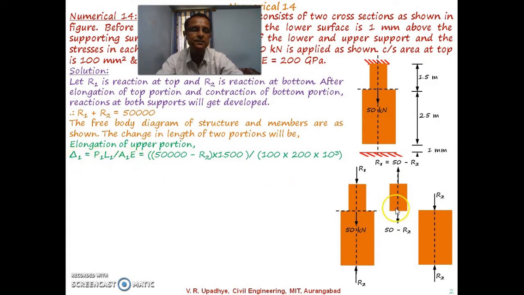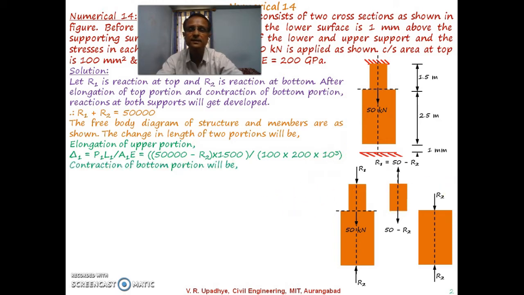So for the first part we write P1 L1 divided by A1 E, and E is the same for both the parts. The force developed in this top portion is 50,000, that is 50 kilonewton converted into Newton, minus R2, and the length is given as 1.5 meters, so it is 1500 mm, divided by the area of cross section, given as 100 mm square, into 200 into 10 to the power 3 megapascal.